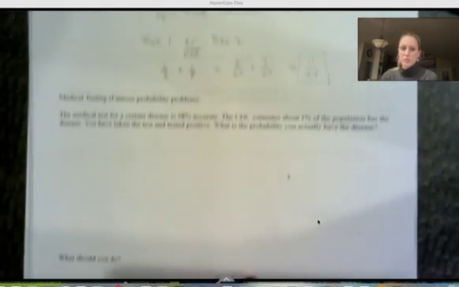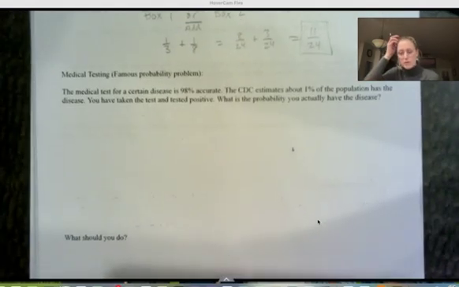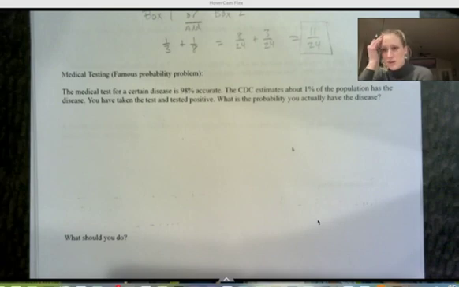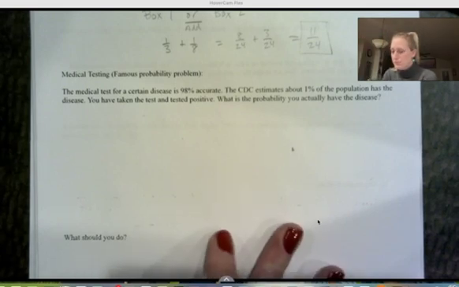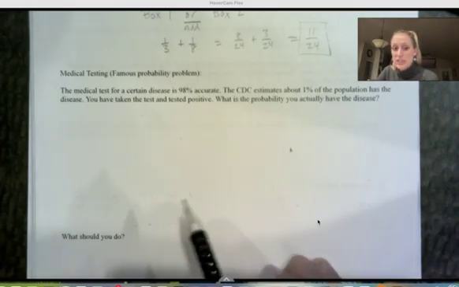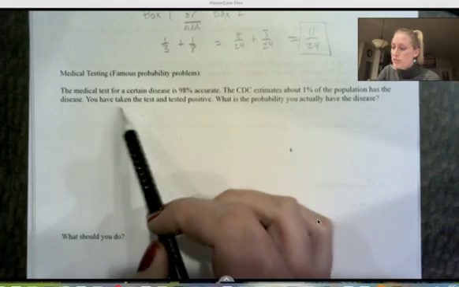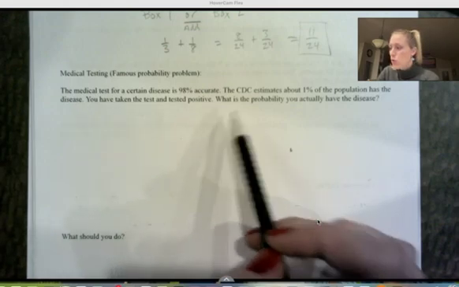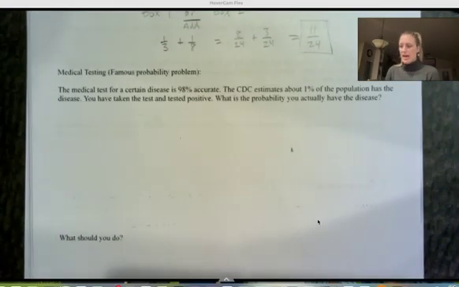Okay, this is actually a really famous probability problem. It probably rings a bell with a lot of vaccinations being talked about, but this is a medical test for a certain disease, and it's 98% accurate. Sounds super good. The CDC estimates about 1% of the population actually has the disease. You have taken the test and tested positive. What is the probability that you actually have it?